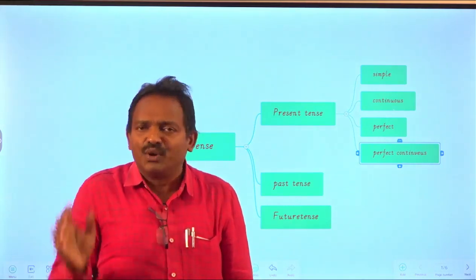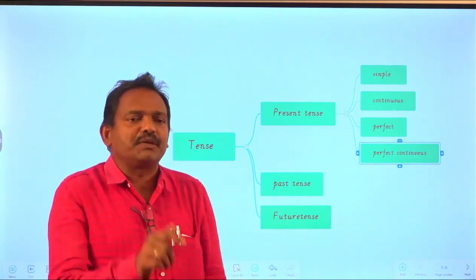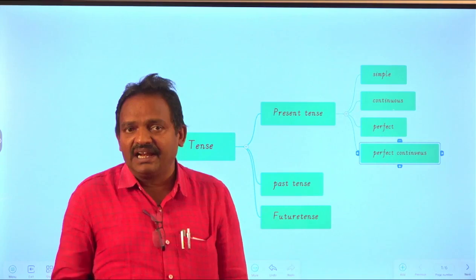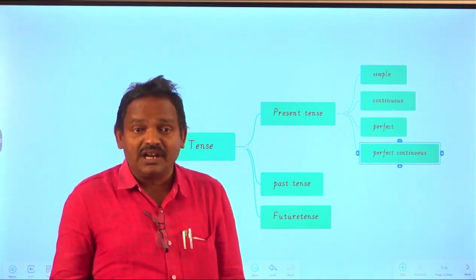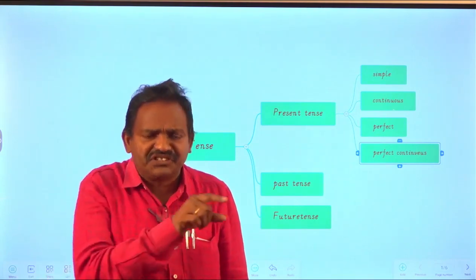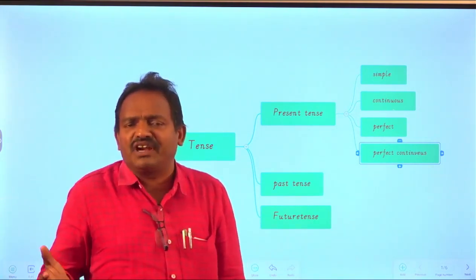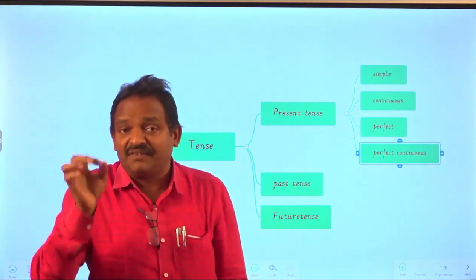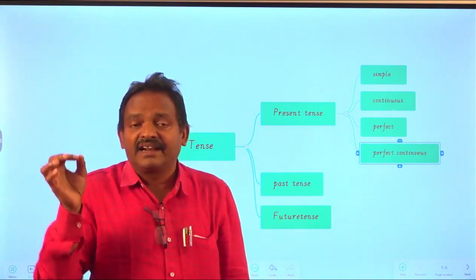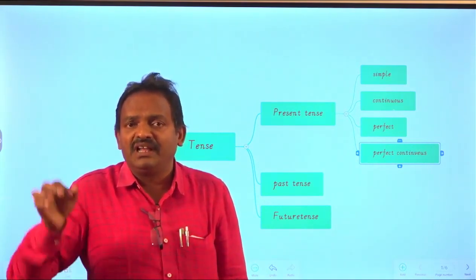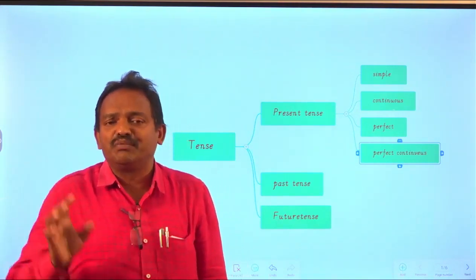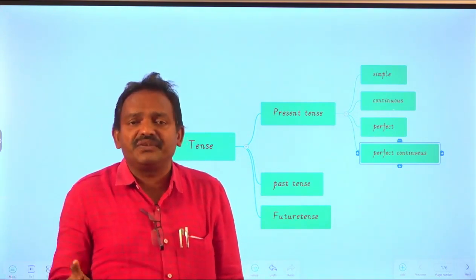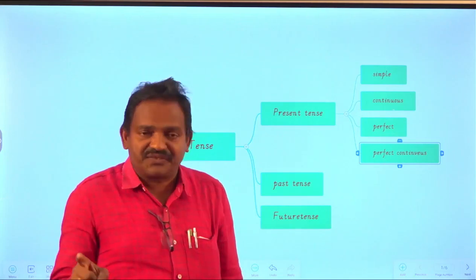Generally, we have some clues for every tense. For simple present tense, the clues are: every day, always, rarely, regularly, usually, often. Whenever you see these types of words, automatically you can find out the sentence is in the simple present tense, 100%. These are the clues of simple present tense.